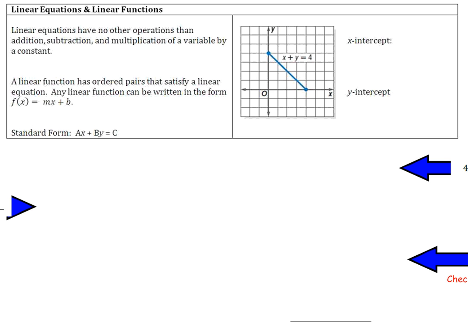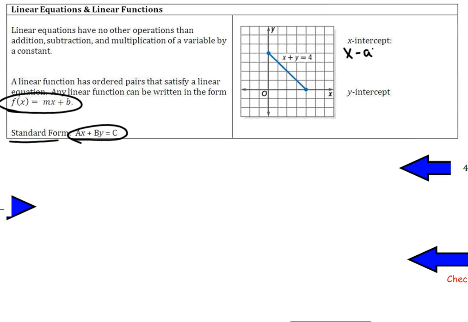A linear function is basically when you have a function that creates a line on a graph. That's kind of what makes it linear. The two forms you guys are probably most familiar with are this one and this one. y equals mx plus b, except now we call it a function, so it's f of x. Or ax plus by equals c. The x and y intercept you use to graph in standard form. It's kind of a nice, easy way to do it.